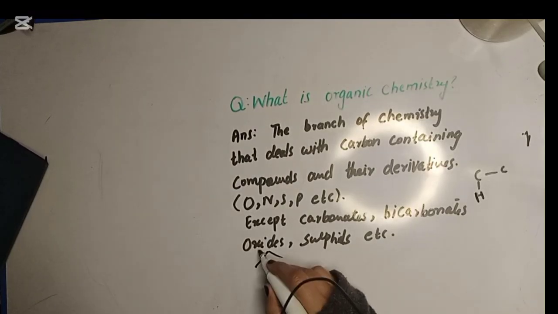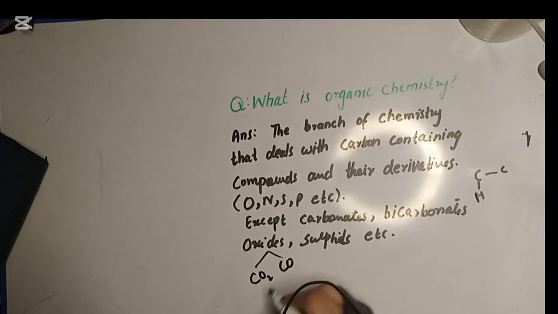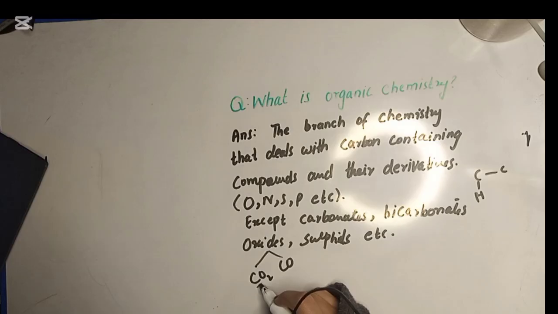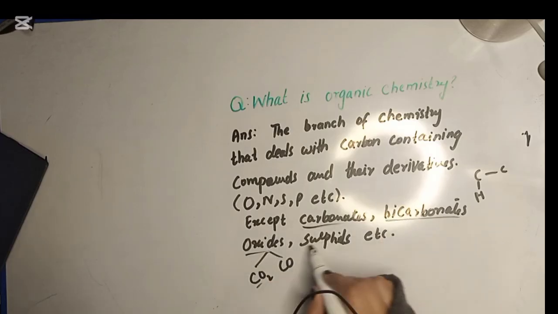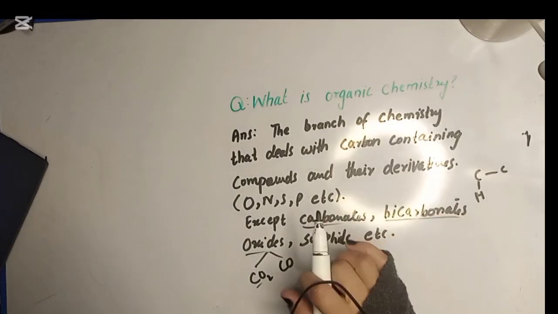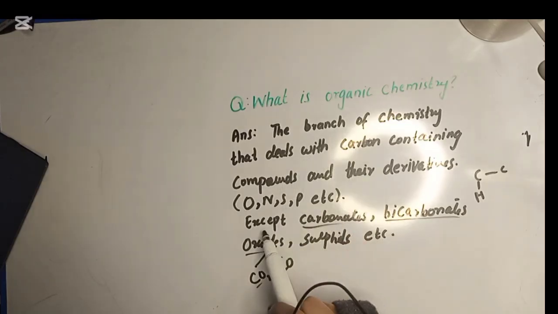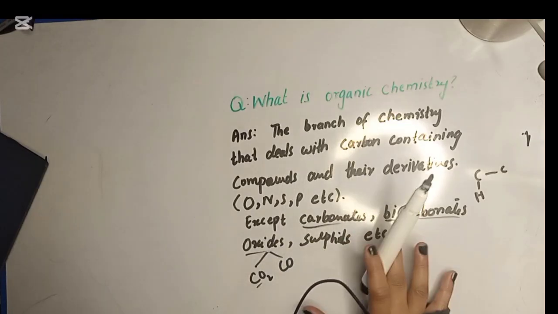In these compounds, like oxides of carbon, carbon dioxide and carbon monoxide, all of these contain carbon, but these are not organic in nature. The reason is that here carbon is not directly attached to another carbon atom or hydrogen atom. So these are exceptional carbon containing compounds that are not included in organic chemistry. Then we get the definition: the branch of chemistry that deals with carbon containing compounds and their derivatives except these compounds. Okay, this is our first question of the worksheet.